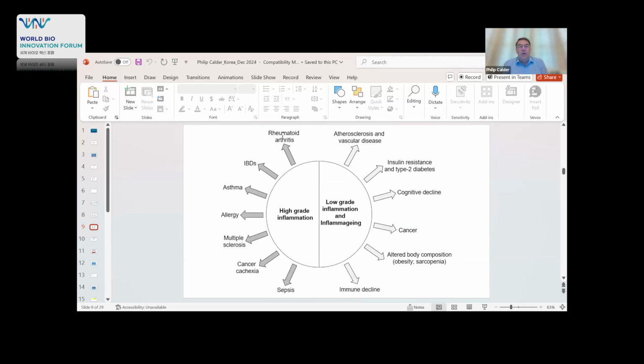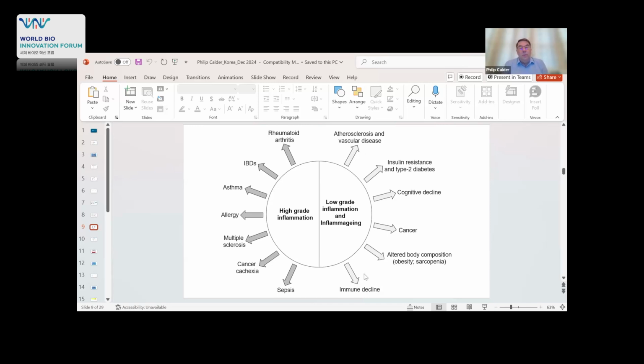So on the left, I show those diseases that involve high-grade inflammation, things like arthritis, inflammatory bowel disease, asthma, multiple sclerosis, cancer, cachexia, and sepsis. On the right, I show the conditions that involve low-grade inflammation, cardiovascular disease, metabolic disease, cognitive decline, many cancers, loss of lean mass, and immune decline.